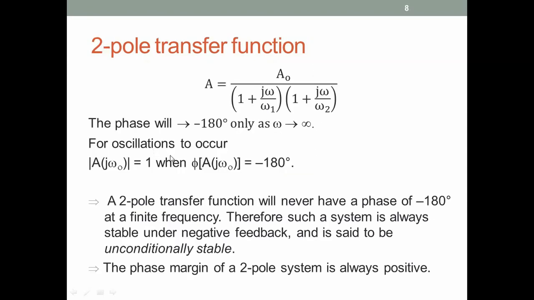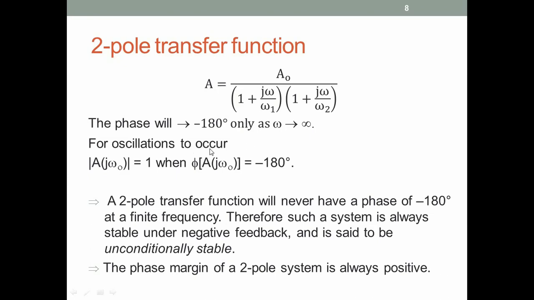Okay, let's look at a two-pole transfer function. So we have two poles. We will not plot this, you can plot this yourself. What I want to point out are a couple of characteristics of this transfer function. So as we just saw, the phase of one such term becomes minus 90 degrees only as omega tends to infinity. And if you have two terms, each term will contribute minus 90 degrees of phase. So the total phase at very high frequencies will be close to minus 180 degrees, but it will actually become minus 180 degrees only as omega becomes infinite.